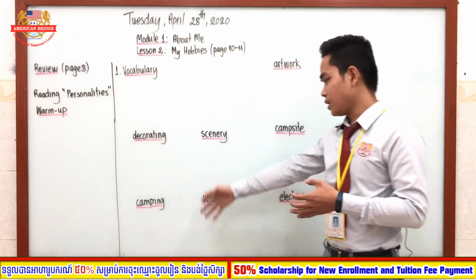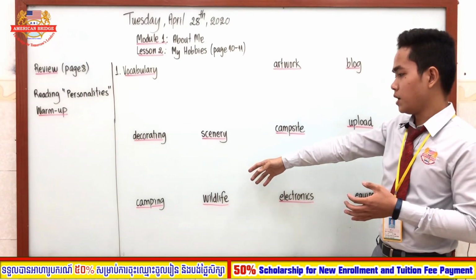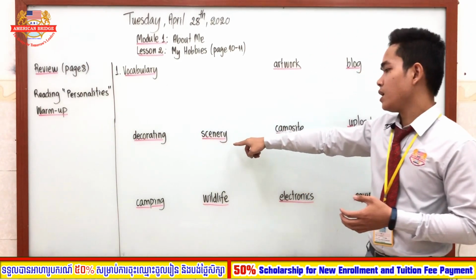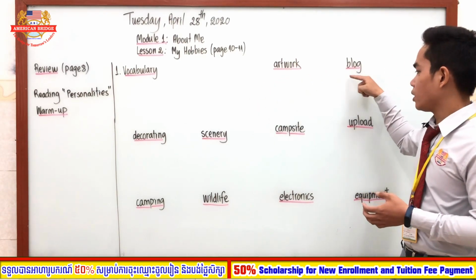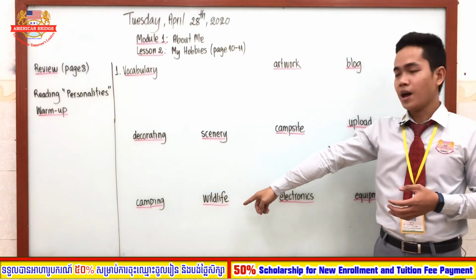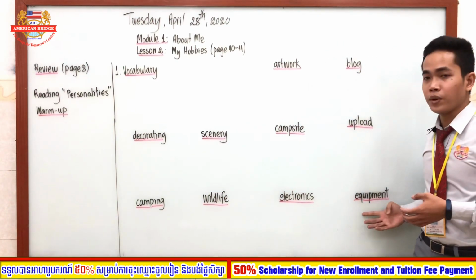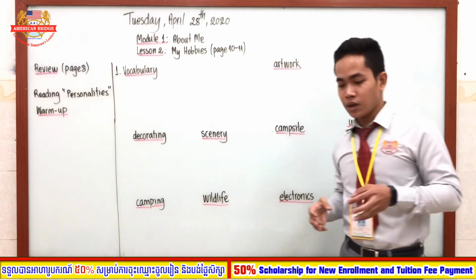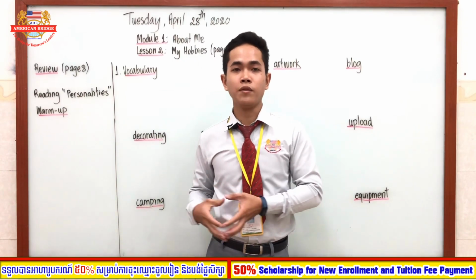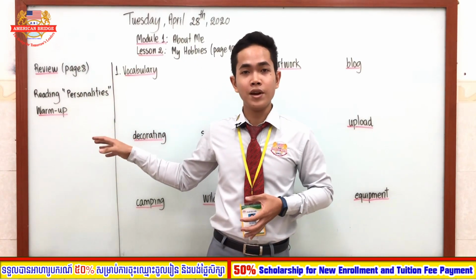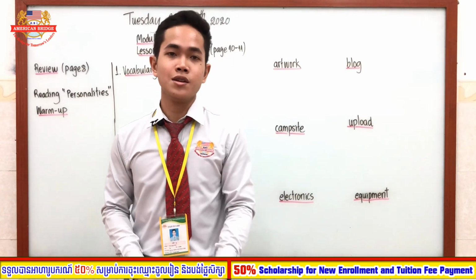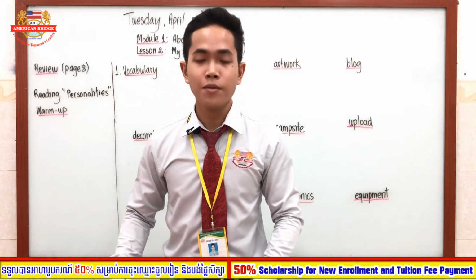As you can see here, there are tons of vocabulary items. First we have the words decorating, scenery, artwork, blog, campsite, upload, camping, wildlife, electronics, and the last one is equipment. You may wonder why I didn't provide the definition of each vocabulary, right? But we will learn the definitions with the pictures. Okay, are you ready to start now?